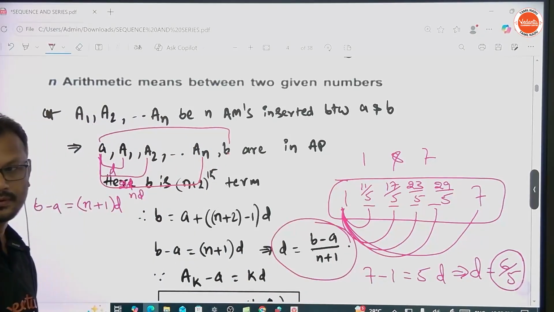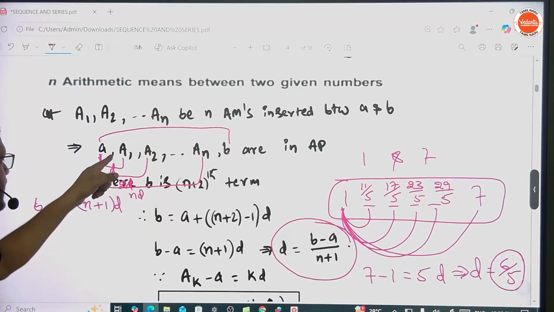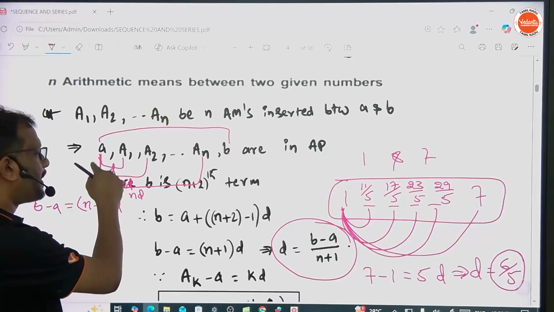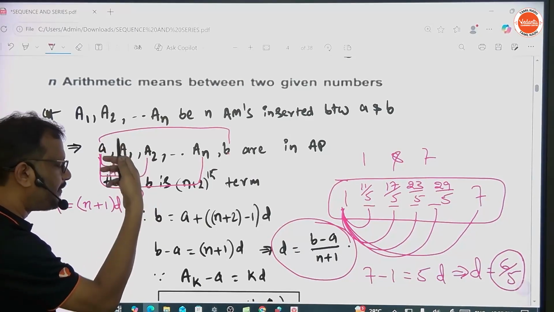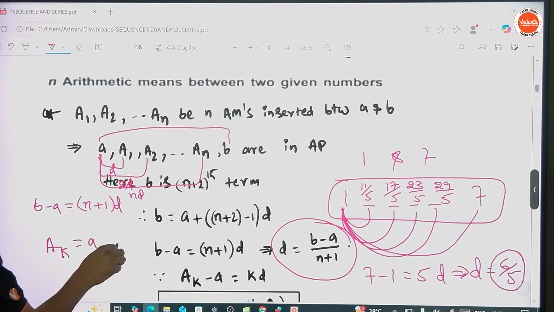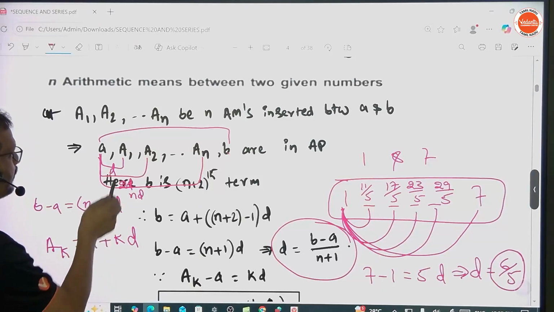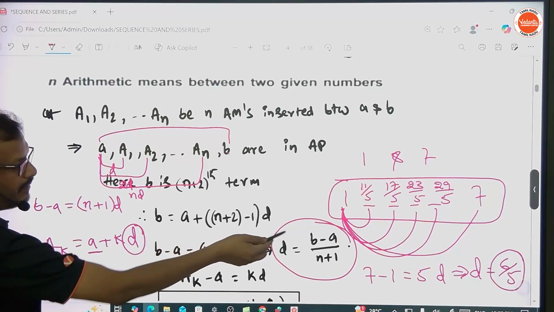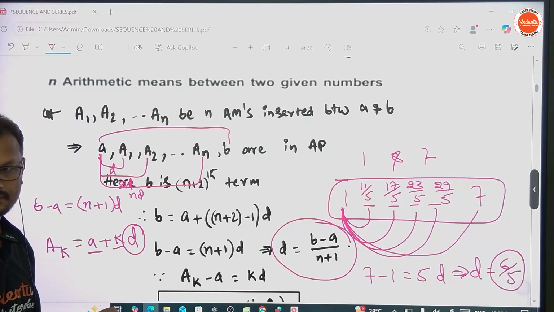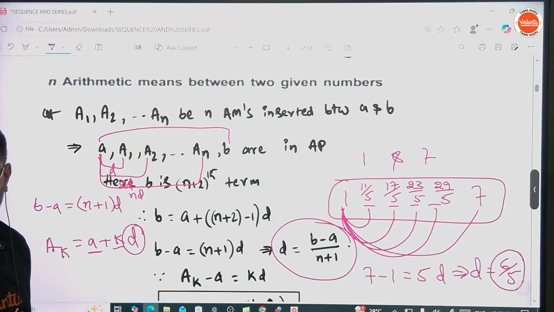But generally, what will we do to get these terms? A1 is A plus D. A2 is A plus 2D. For example, if you take some number like Ak, Ak will be A plus kD. Correct or not? Now if you want the Ak value, the A value we know, the D value we'll get from this formula, and the k value he will give, because he has to ask something, which means he has to give the value of k, no?